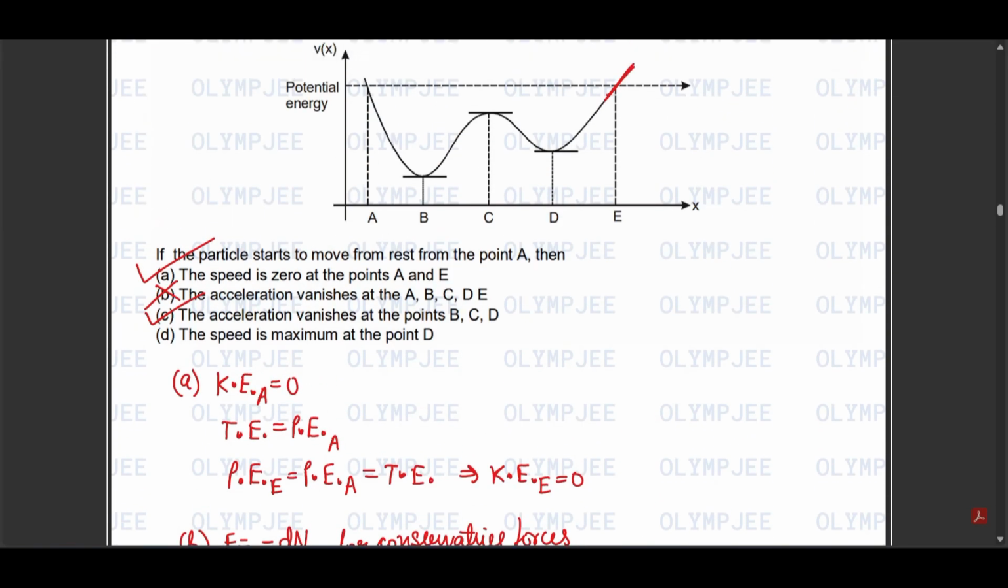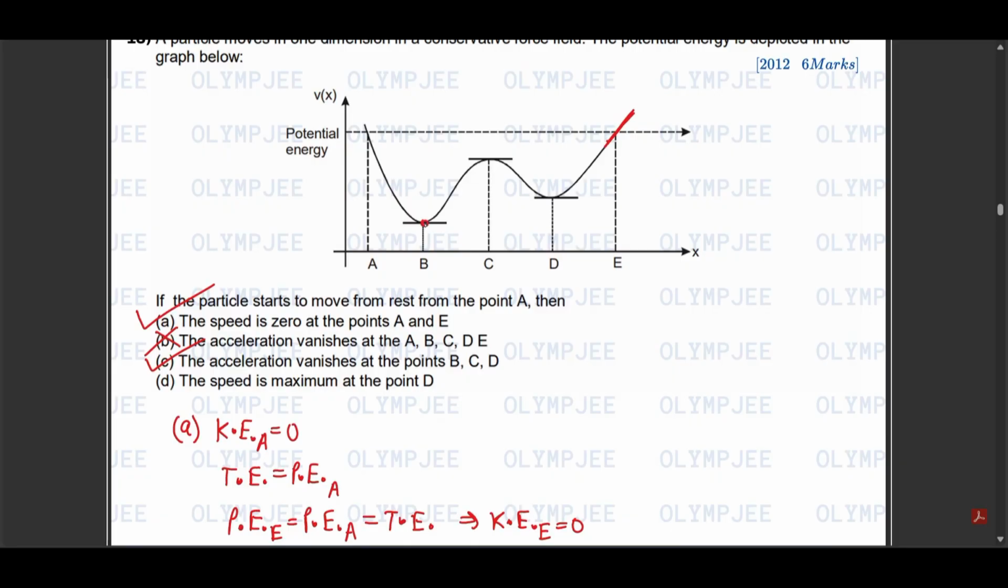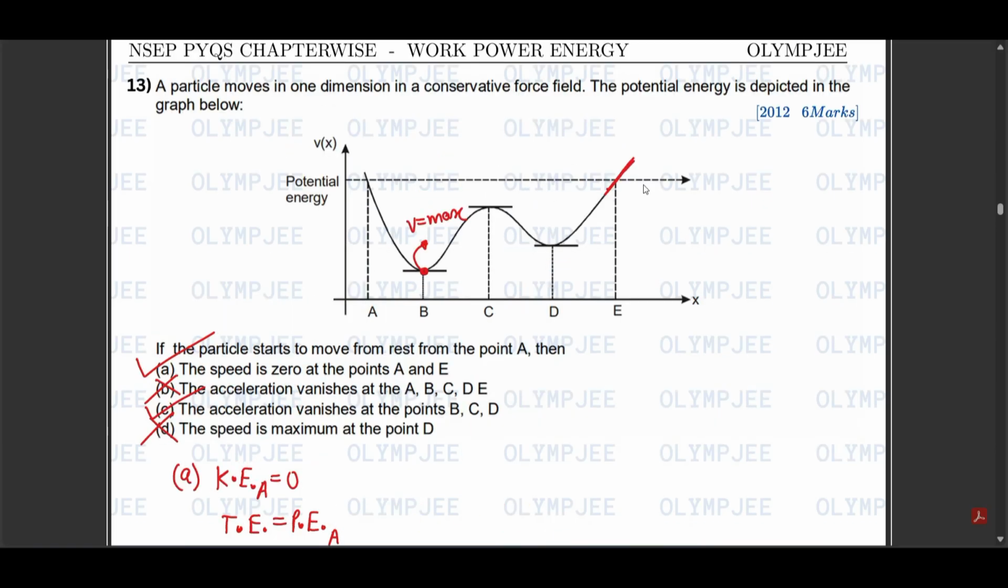So potential energy is minimum at point B, right? So at point B, velocity will be maximum. So option D is wrong because at D, although it is a local minima, it is not the global minima. So here the velocity or speed won't be maximum, right? So the correct answer of this question is A and C. This was a nice question.